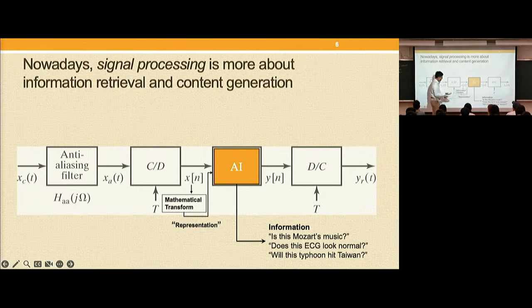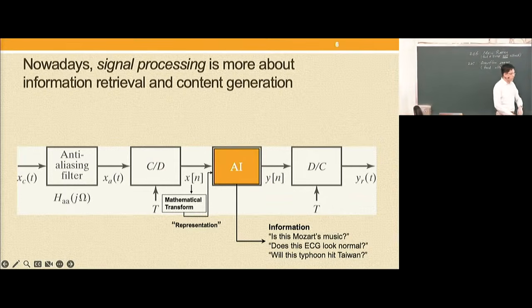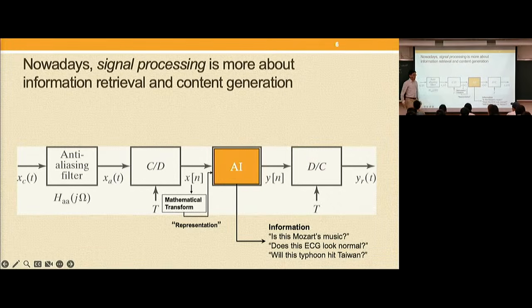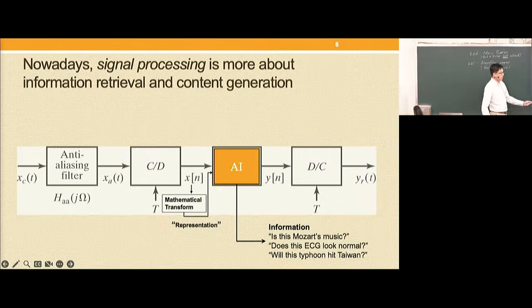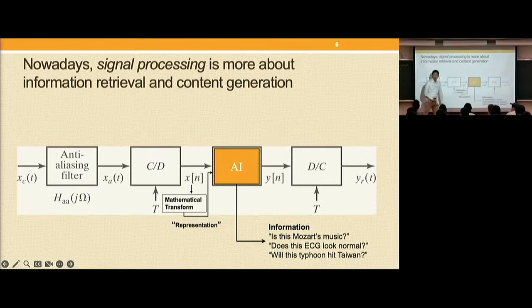Or if your signal is in 2D, a video recording of the atmosphere over Taiwan, the AI's job, after looking at the representation of your video recording, maybe is to answer, will this typhoon hit Taiwan in 2 days, in 3 days, or next week? So there are a lot of topics that AI can help with. But these are all about information retrieval, trying to answer questions.